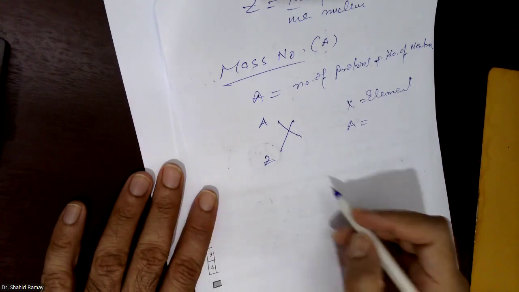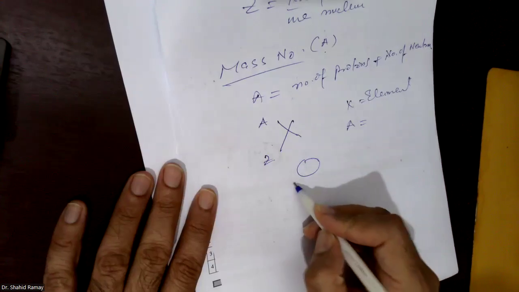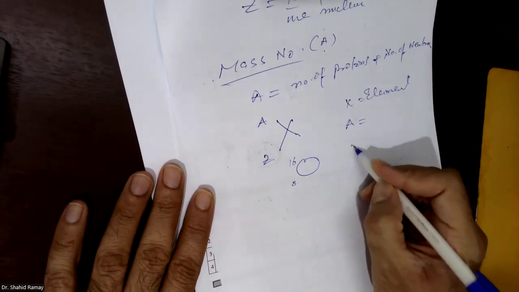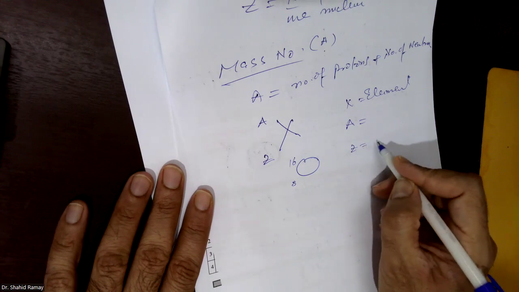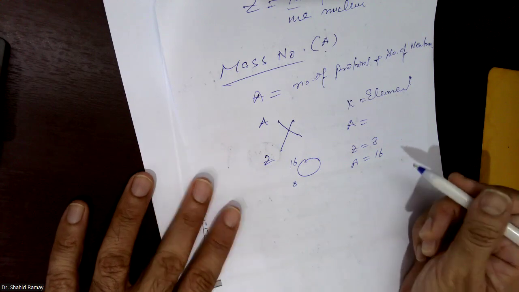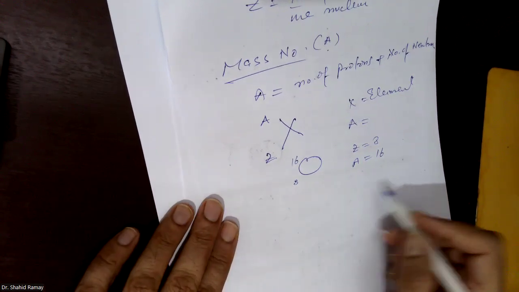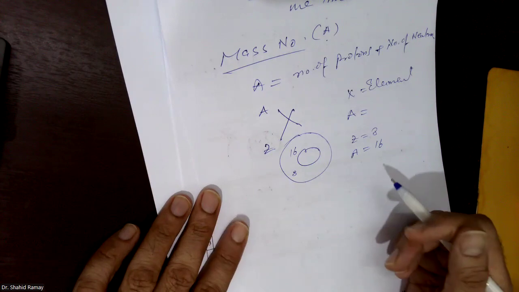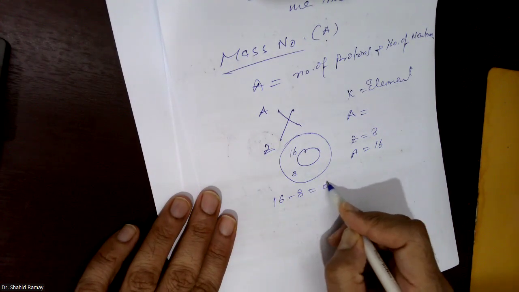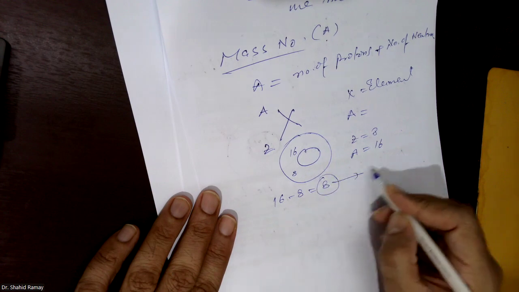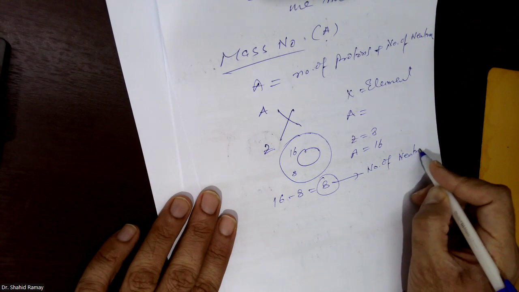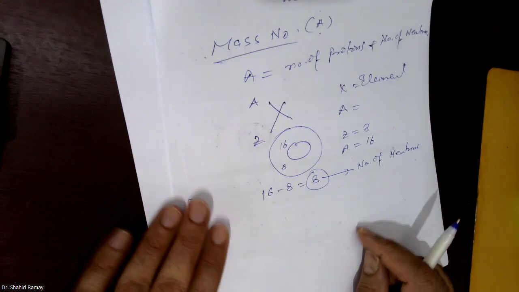If we have oxygen, suppose it is written 8O16, then it means the Z value is 8 and the A value is 16. If you want to find the number of neutrons and this element is given, then you just take 16 minus 8, which is equal to 8. So these 8 are the number of neutrons. In this way, you can find the number of neutrons.